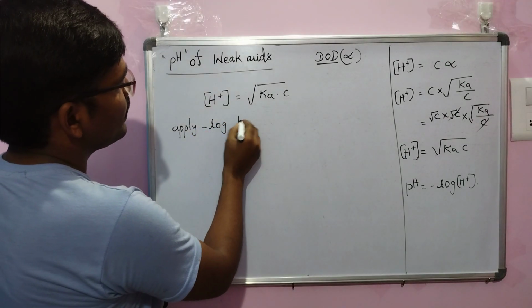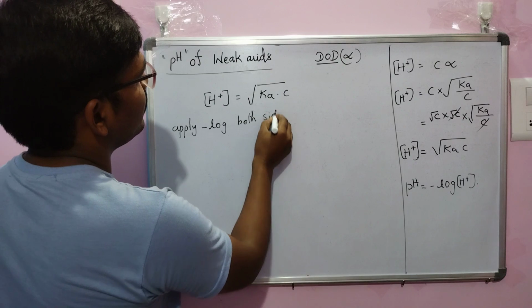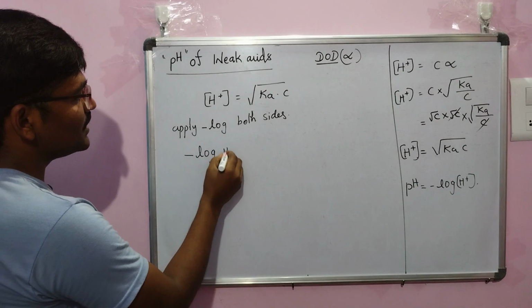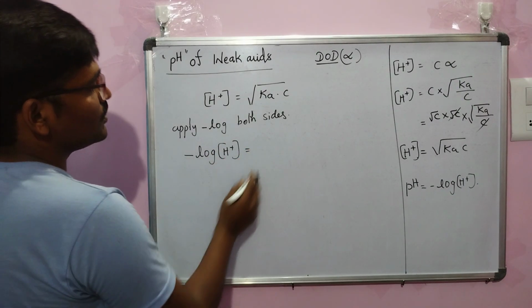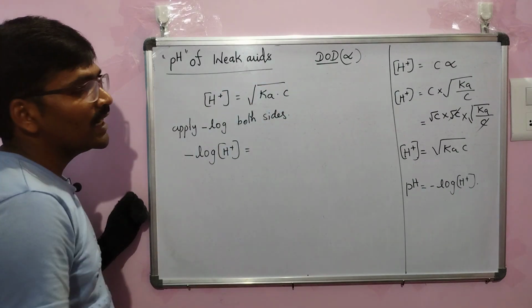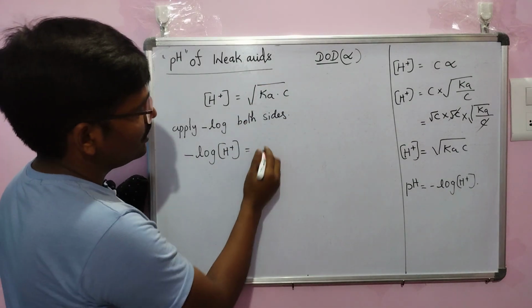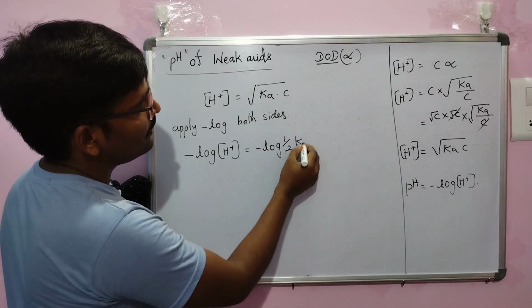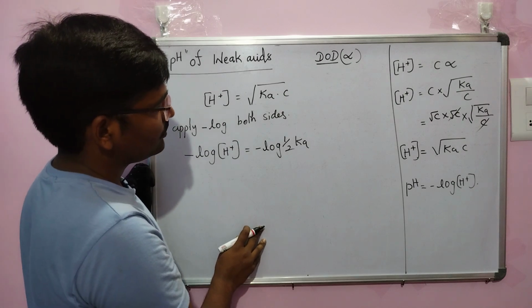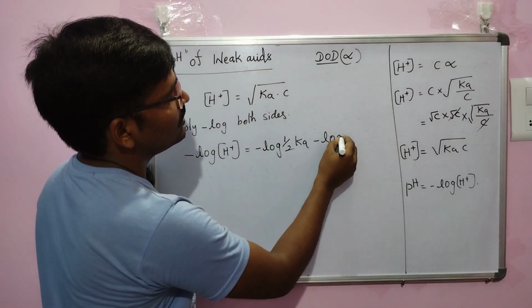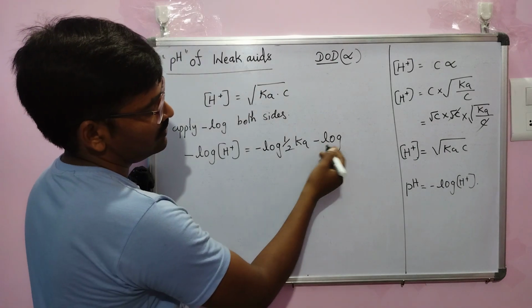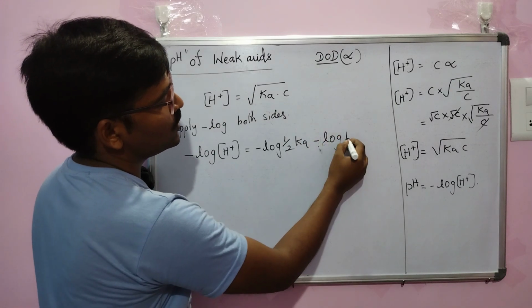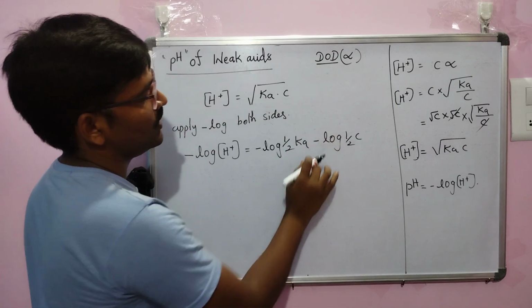Negative log both sides. Apply negative log on both sides. So minus log of the H plus ion concentration equals the square root; we can take it as 1 by 2 for both. So minus log 1 by 2 Ka, then minus log 1 by 2 minus log 1 by 2 C, like this, if it is applied.